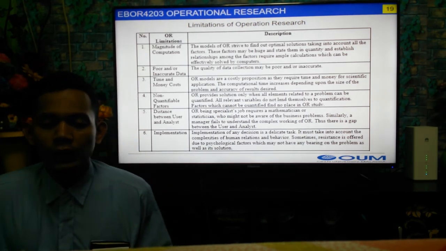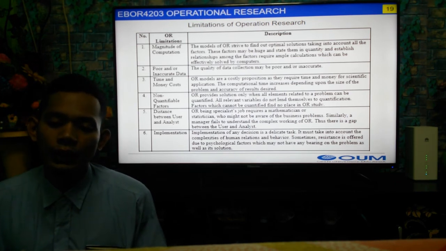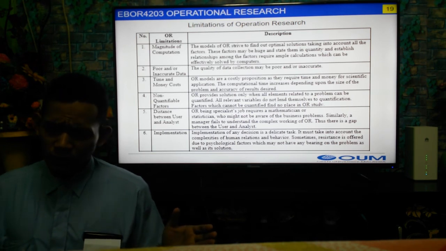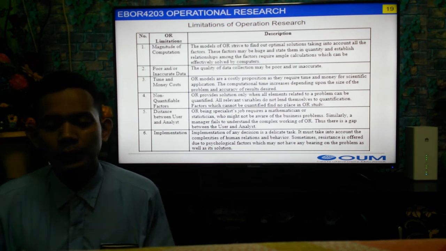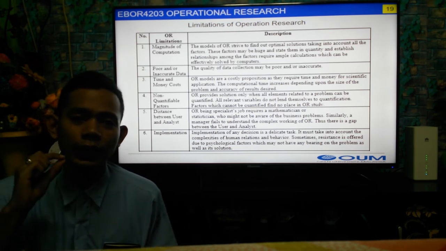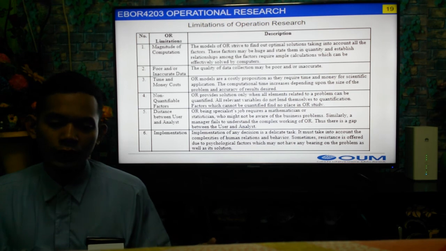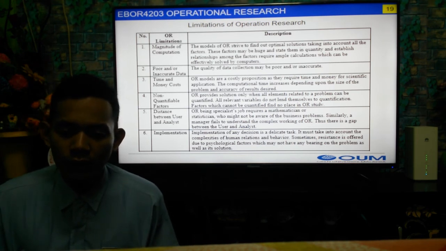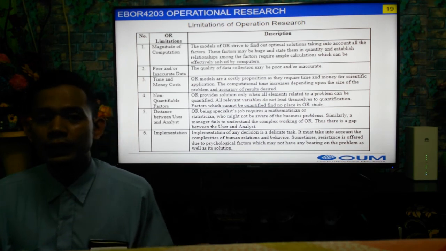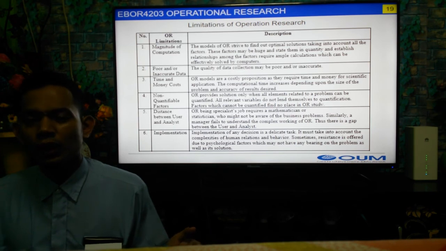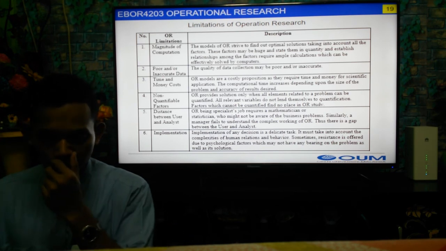The calculation for OR increases depending upon the size of the problem. If it is a big size, the time and money cost will be higher, and if the desired result is accurate, the time and money cost is also higher. And then there are non-quantifiable factors, and there is distance between user and analyst. For example, the analyst is a physicist or mathematician who is usually not familiar with business problems. They may have a problem with that.